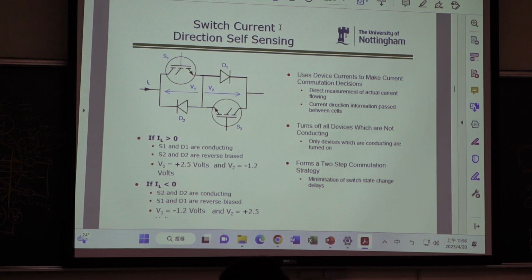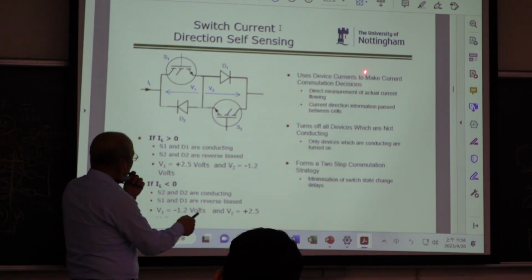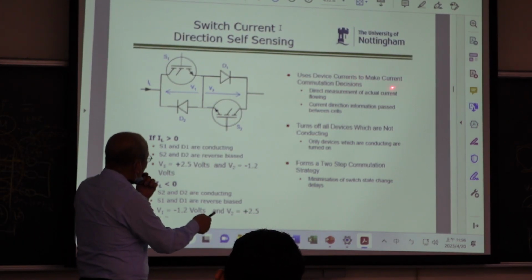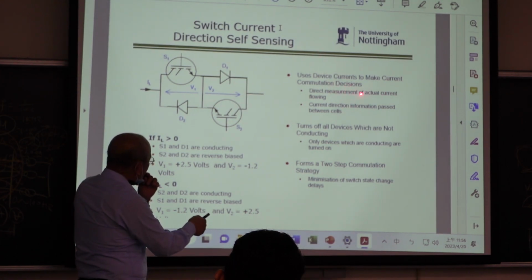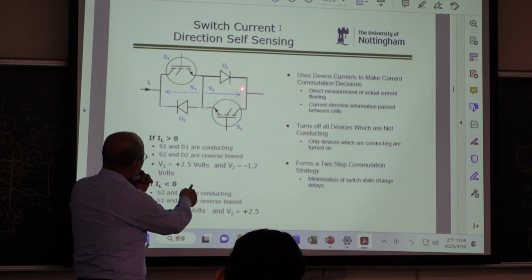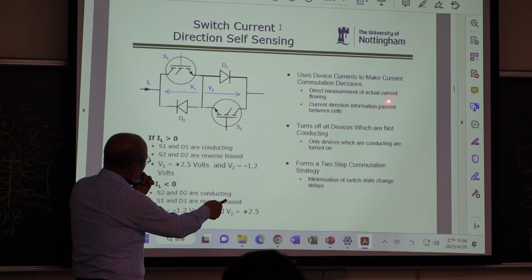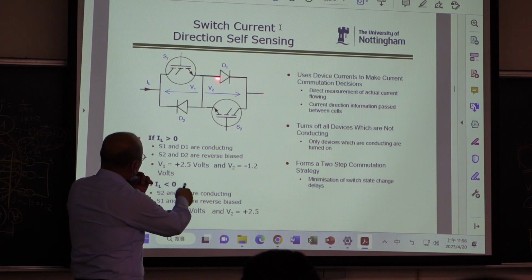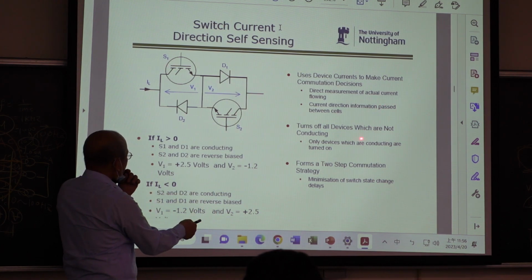So this is one way. You can put this in an integrated circuit. Then they will show you which way the current flows. So we use the device current to make the current commutation decision. With direct measurement of the current, we can put a Hall sensor here. The current information can tell you to go this way, okay, go this way.